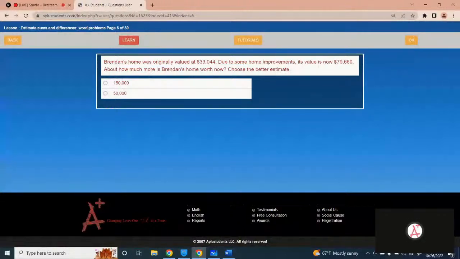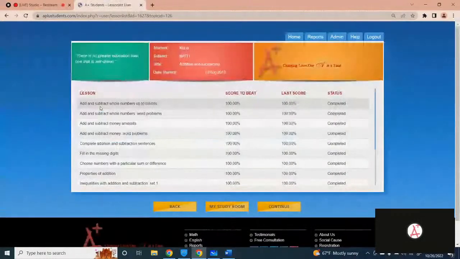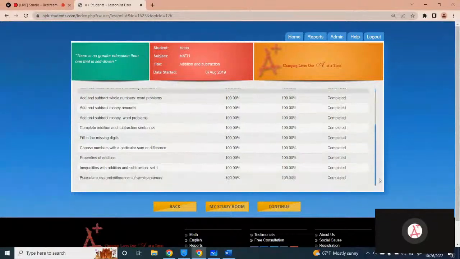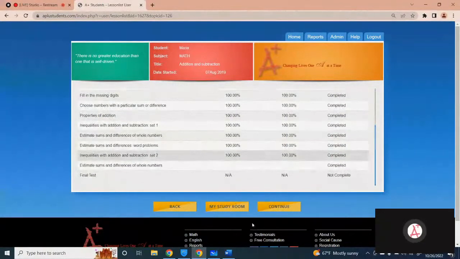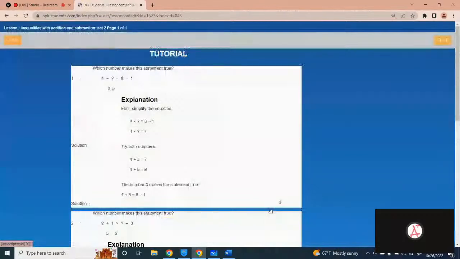Okay, you can complete the test by yourself later today. If you need more help with the topic, you can contact any tutor on Skype. They are available from Monday to Friday, 5 to 9. Got it? Okay, the next topic is estimate sums and differences, then inequalities with addition and subtraction set 2. And let's start with the test.